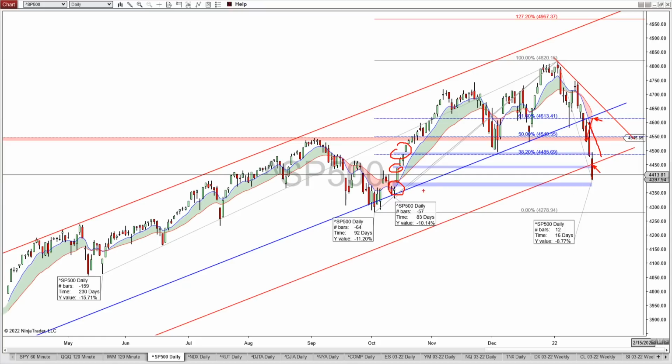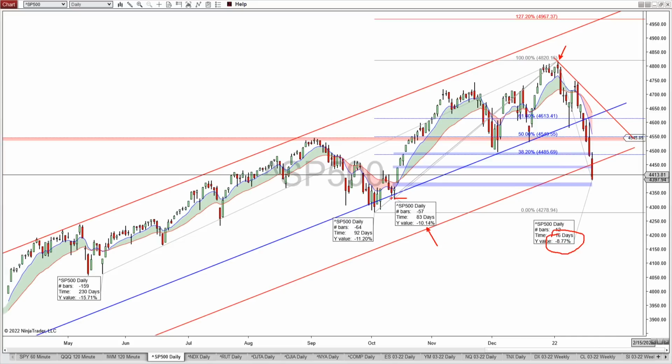So next week, we're going to be paying attention to this gap fill to see whether it would actually come down and fill this gap. Also, right now the market has basically corrected 8.77% from its high up here. And if it fills this gap and comes down to this pivot low, then we're essentially entering correction territory. Now, the definition of a correction is 10% or more.